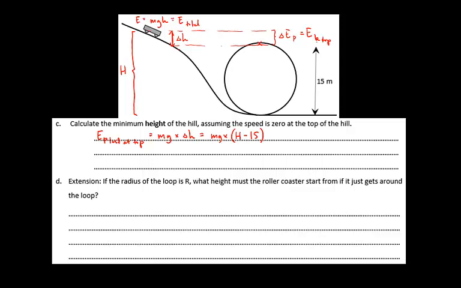that's going to be whatever the starting height was minus the diameter of the loop. Okay, and then we can say EK at the top must be equal to half m v min squared. Okay, and this potential energy that's been lost needs to be equal to the kinetic energy that it has at the top. So mg times H minus 15 must be equal to 1/2 m v min squared.